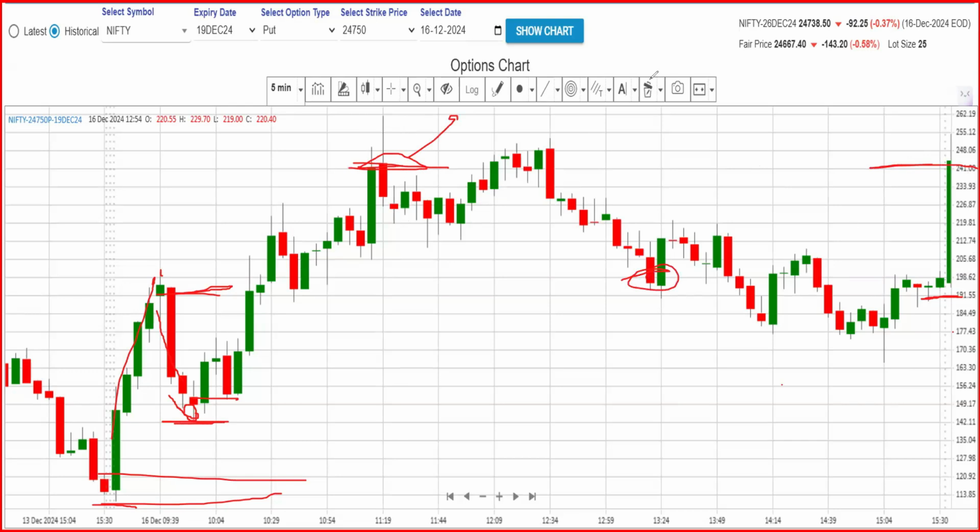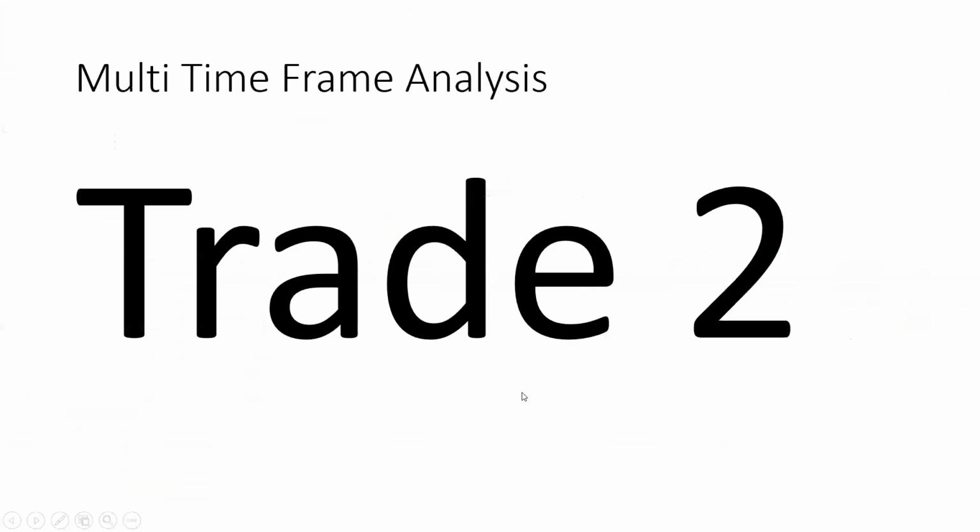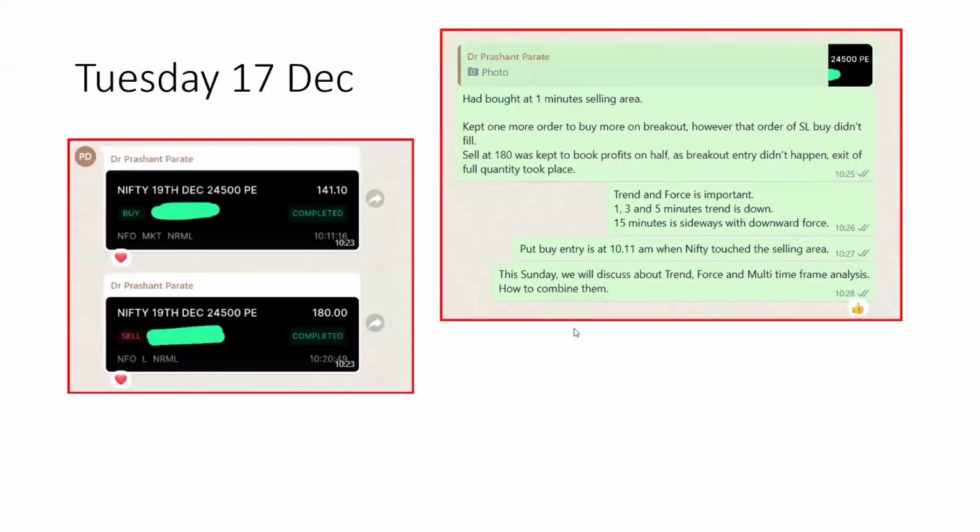So this is how multi-time frame analysis was done. Based on that, or based on my anticipation that prices are likely to retrace, I took a shorting opportunity. Then there was a second trade. Here what I did, I had bought the 24,500 put at 141 and exited at 180.